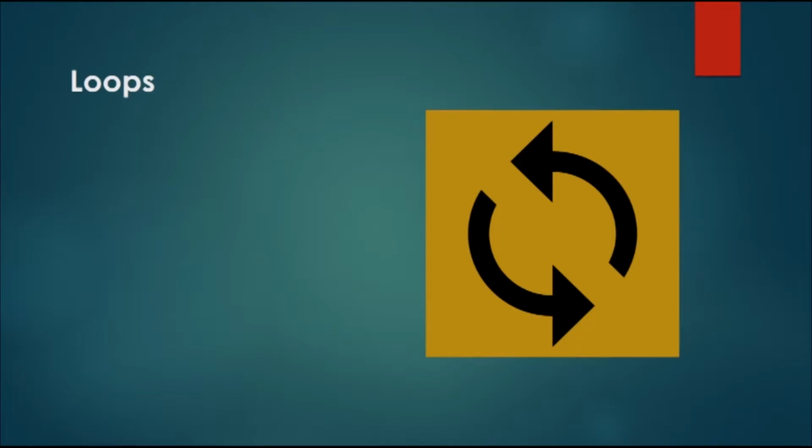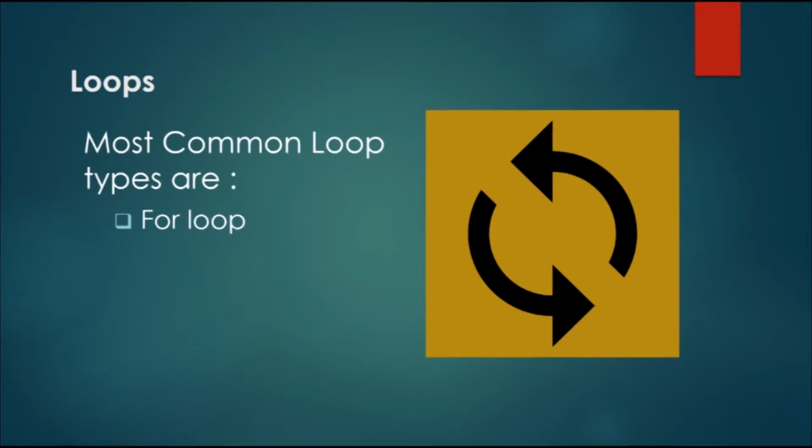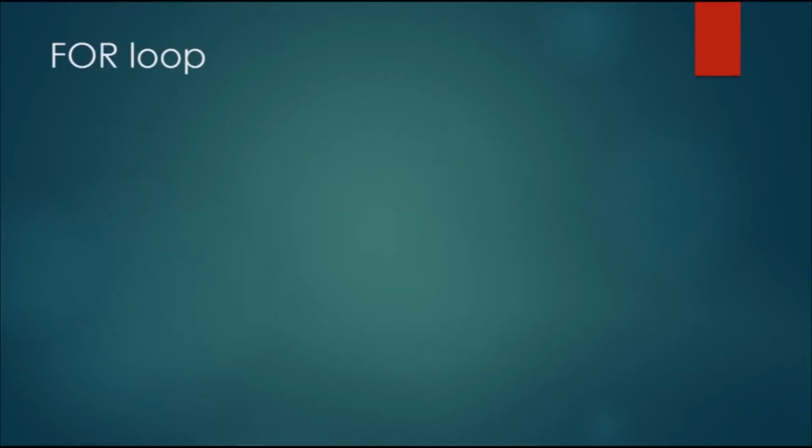A loop statement allows us to execute a statement or group of statements several number of times. In general, the statements that lie in the body of the loop are executed sequentially. The most common loops are for loop, while loop, and do while loop. Let's talk about the for loop first.